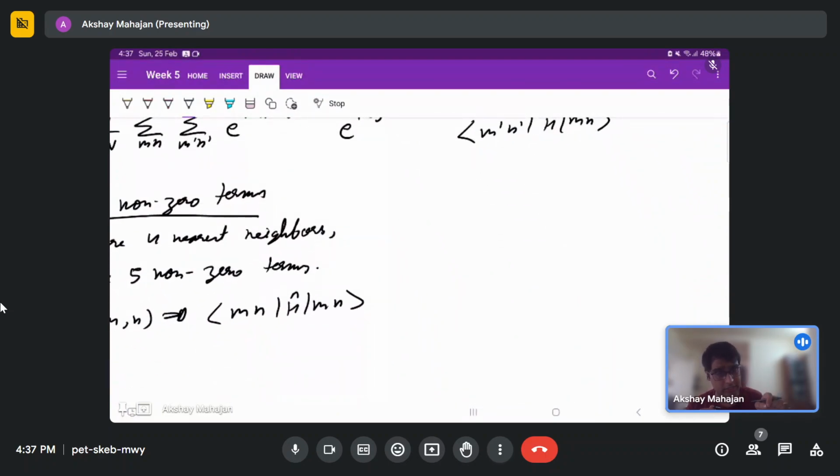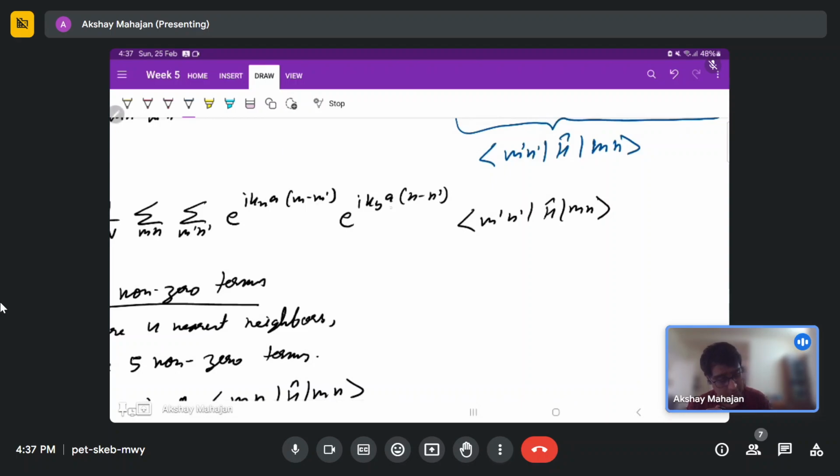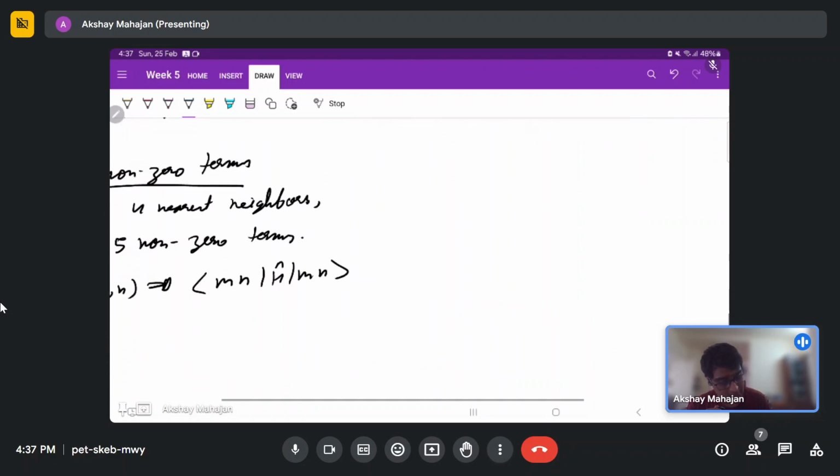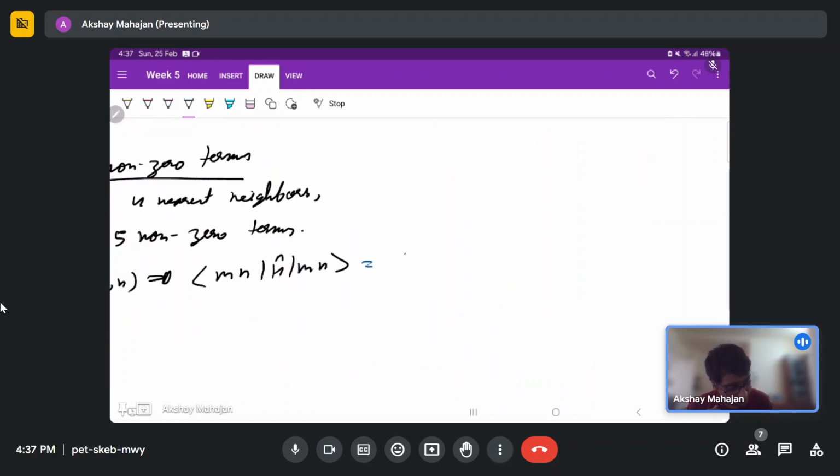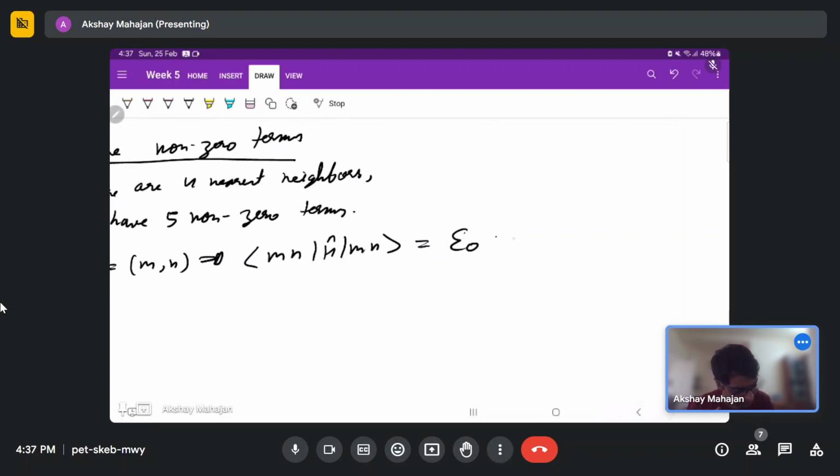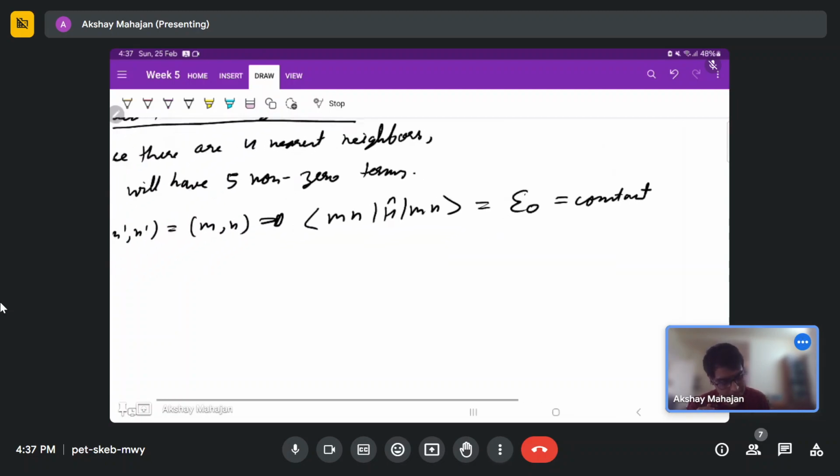The first term is when n' is just m n, so we are just at that point. Then e to the power iota terms will be e to the power 0, which is 1, so we are left with <m n| H cap |m n>, which we will call epsilon naught. This is called the self energy, or site energy, whatever you want to call it. It's just a constant.